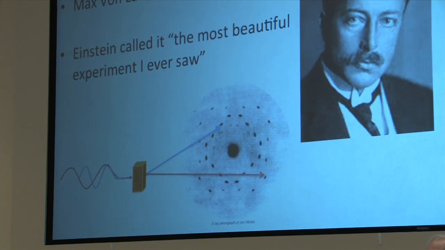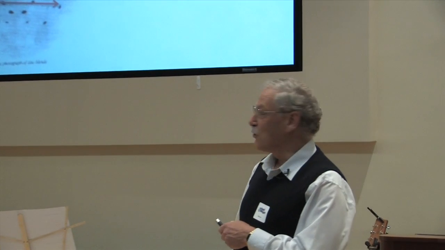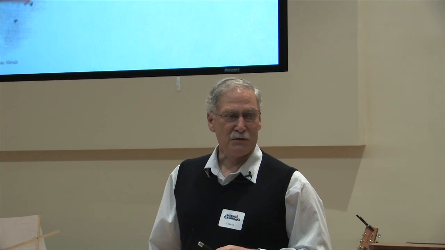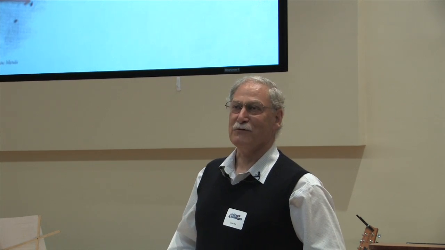Suddenly it was clear that X-rays had a wave nature to them and that their wavelength was close to the spacing of atoms in materials, and that materials were made up of these repeat cells. And so he won the Nobel Prize in 1914, and Einstein called it the most beautiful experiment that he ever saw. And Einstein, we'd say he's a pretty good judge of good experiments.